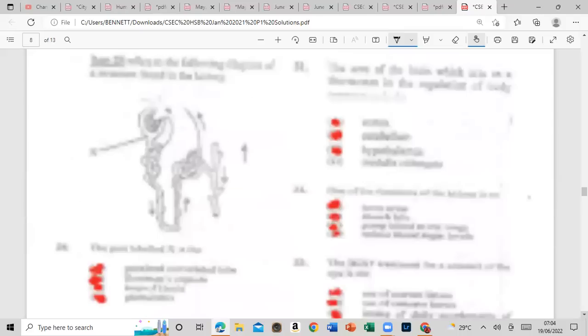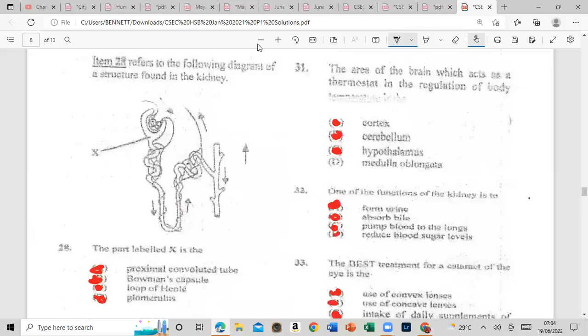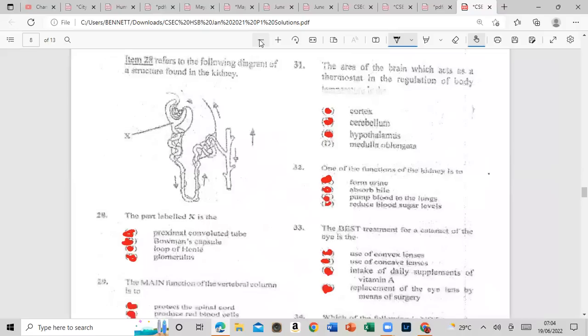So let's move on to 28. It's a bit dirty. This is a dirty part. I don't like the dirty part, guys. I don't like it. But anyway, we have to do it, right?